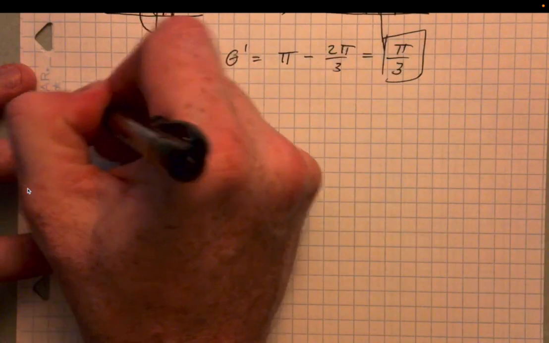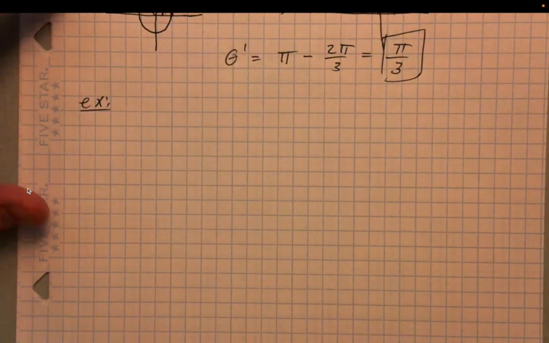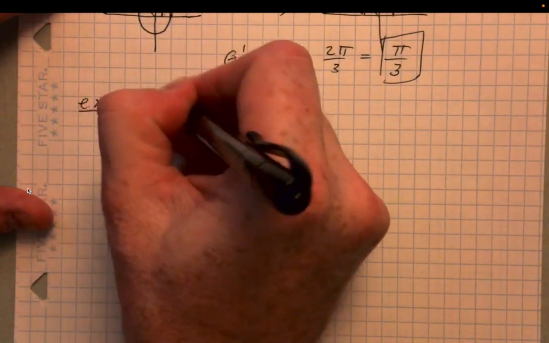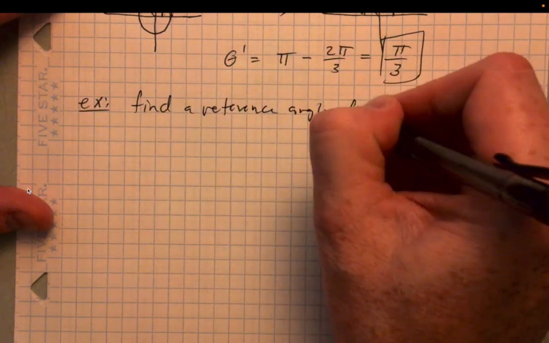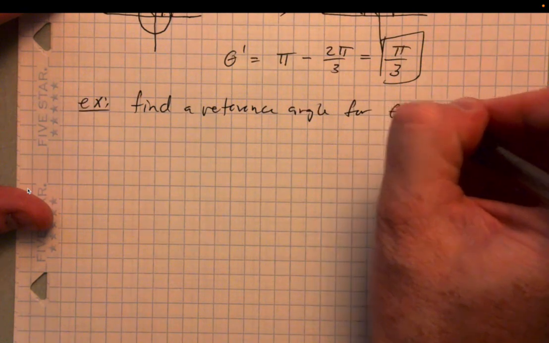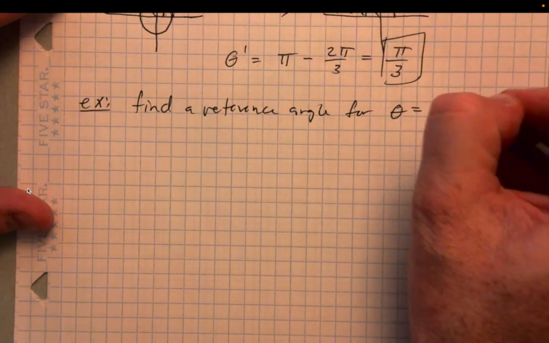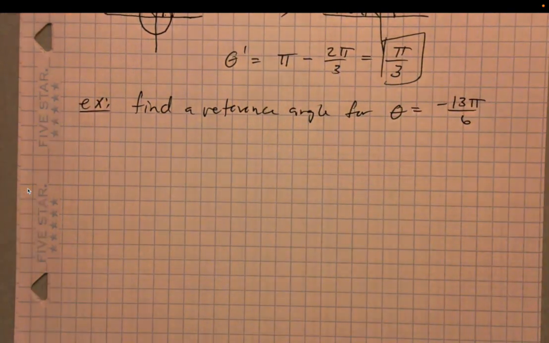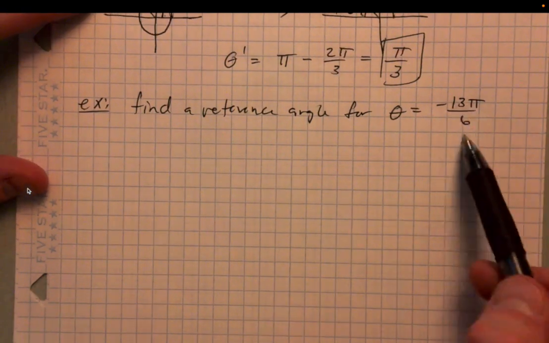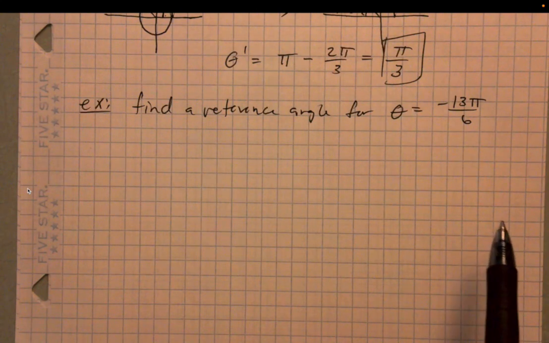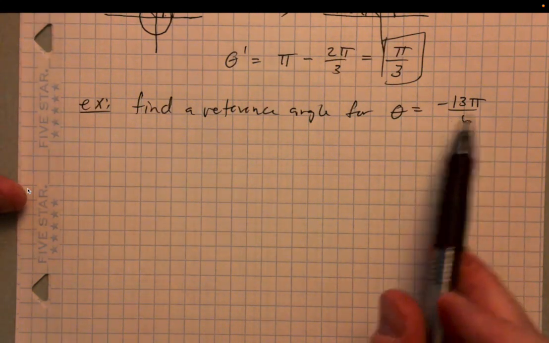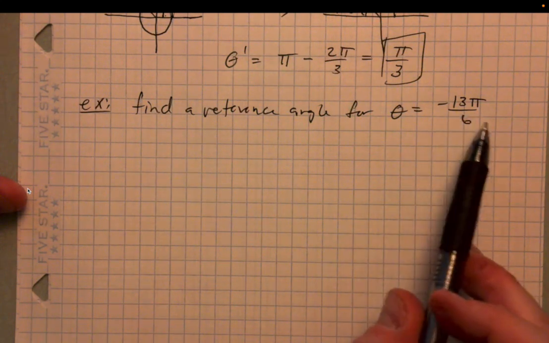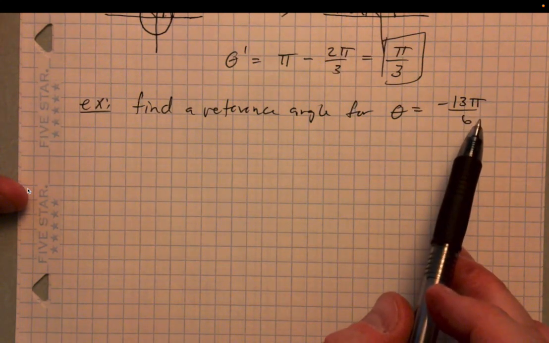Let's do one more example where the angle is really nutty. So let's find a reference angle for theta equals negative 13 pi over 6. Again, you can clearly see 13 pi over 6 is going to be way more than 2 pi. So 4 pi would be 12 pi over 6. Oh, sorry, that'd be 2 pi. Yeah, 12 pi over 6.